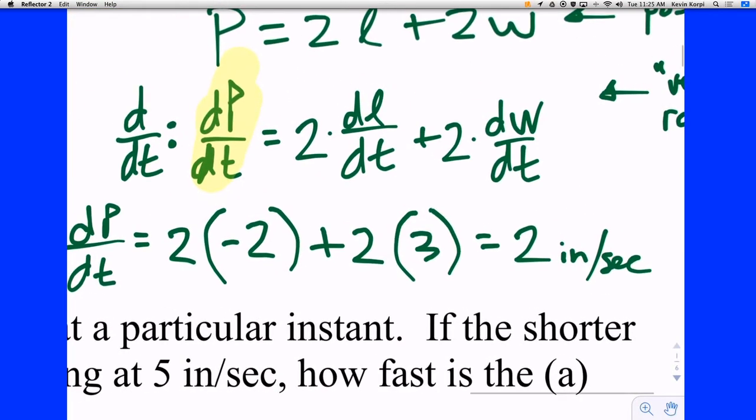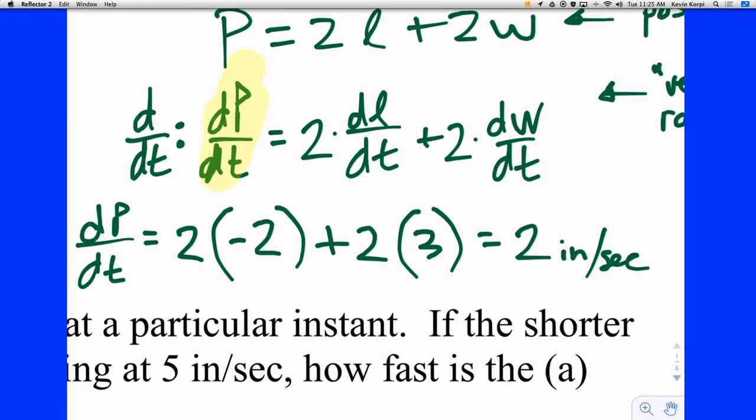Now, it's interesting to note that the change in the perimeter only depended on how fast the length and width were changing, right? It didn't matter what the current size was. It's not a function of W or L. So we could say that the perimeter is changing at a constant rate, can't we? This is a constant, remember, and this is a constant, so dP/dt is a constant. The perimeter is changing at a constant rate.